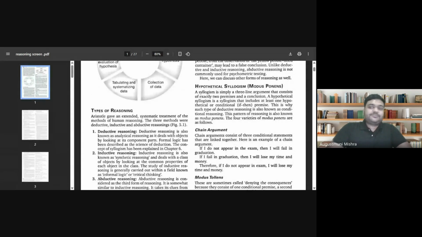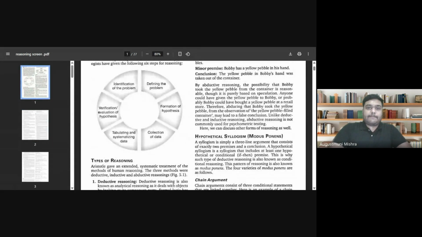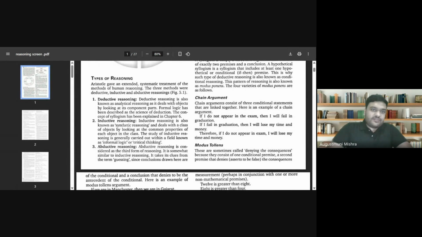Then we'll move to the types. Here are the types of reasoning. Deductive reasoning we have discussed. Deductive reasoning is also known as analytical reasoning, as it deals with objects by looking at their component parts. Formal logic has been described as the science of deduction. Basically, deductive versus inductive reasoning, we started in the previous session: whenever we start with the concepts or the principles, that comes under deductive reasoning. In the case of inductive, we deal with things that we observe. We observe the thing, and on the basis of that we give our reasons. So these are the basic things.